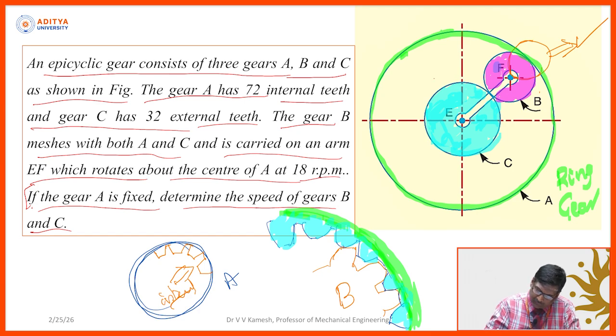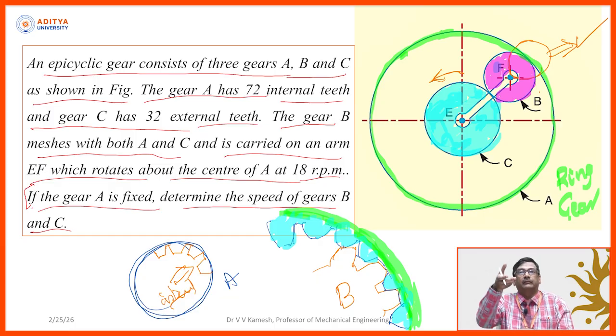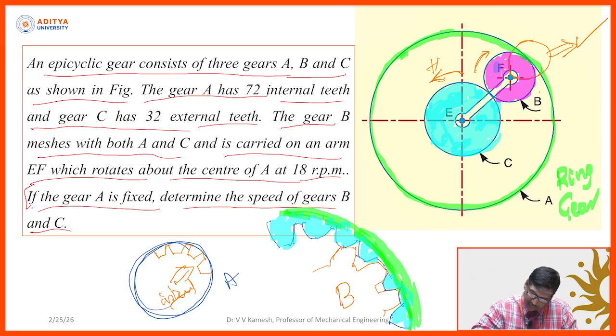When C rotates, because we are taking anti-clockwise as positive, suppose C has one revolution anti-clockwise, so plus 1, let it be. Immediately B will rotate in the clockwise direction. Now, gear A is stationary, let it be. Now, how will gear A rotate? B will induce the energy to A and A will rotate.